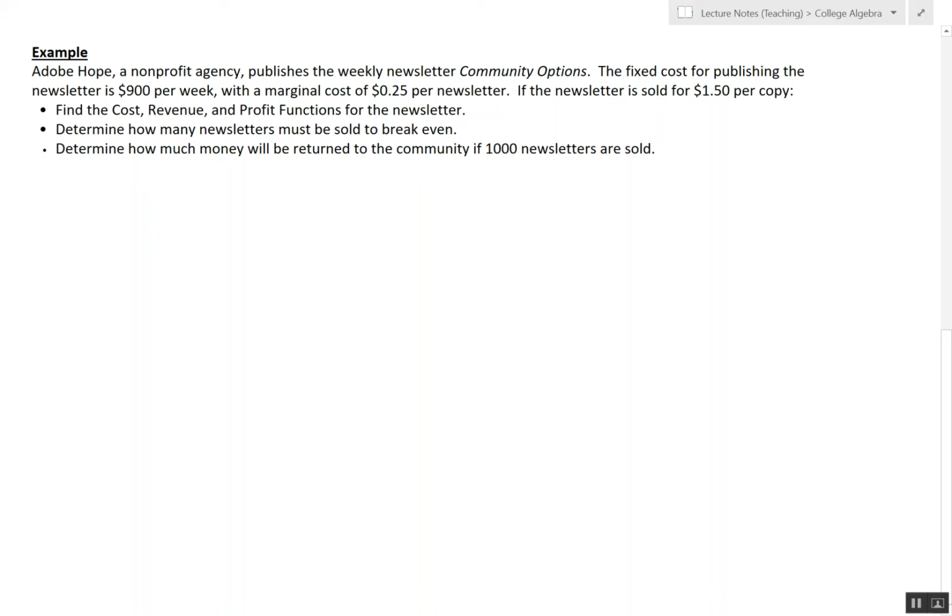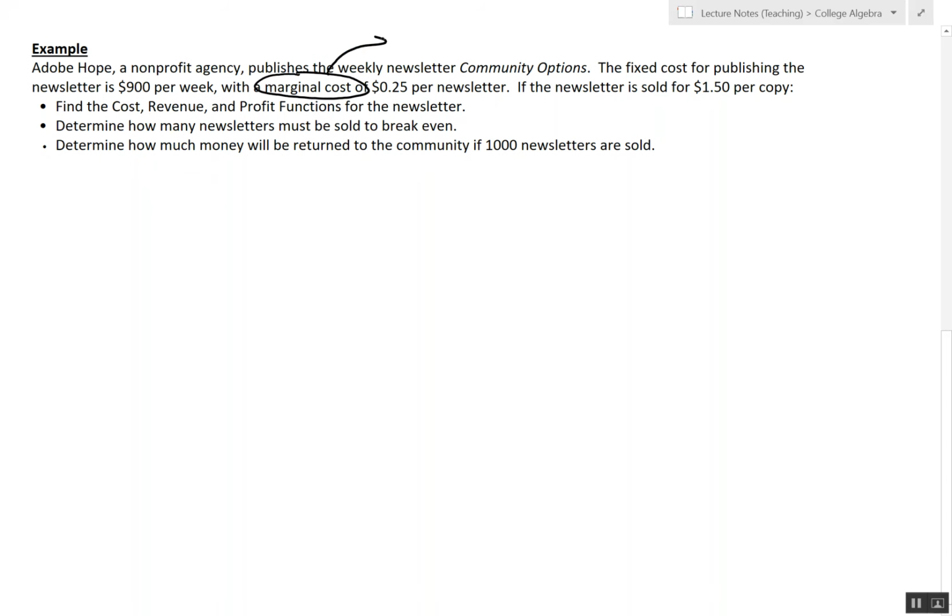So marginal cost here, this word marginal, in this context you want to think of slope of a line. Now if you take an econ course or you take calculus for business and social sciences, you'll learn a little bit more about what marginal means. But in the context of this class, it's just going to mean the slope of a line. So if the newsletter is sold for $1.50 per copy, we need to find these different things.